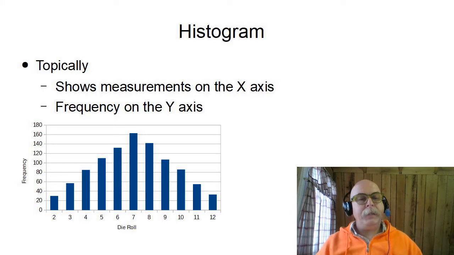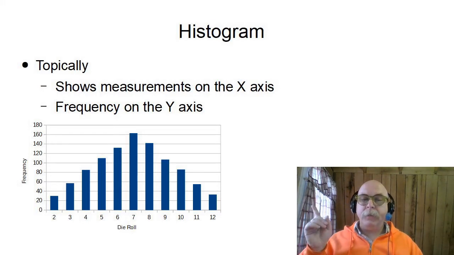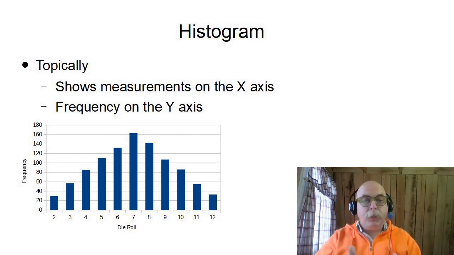The histogram is a type of bar chart that compares the frequency of something against the dependent variable. Usually frequency is on the y-axis and the dependent variable is on the x-axis. In this example, I rolled 1,000 pairs of dice and added up the number of spots.